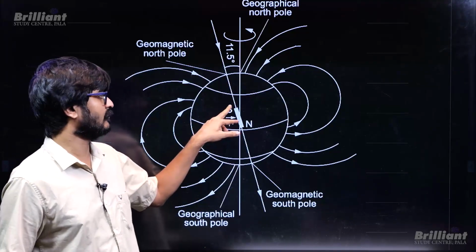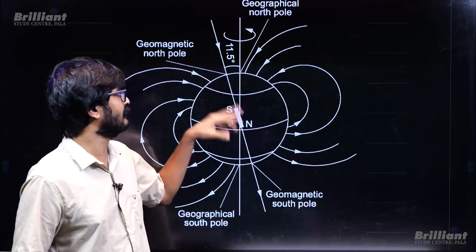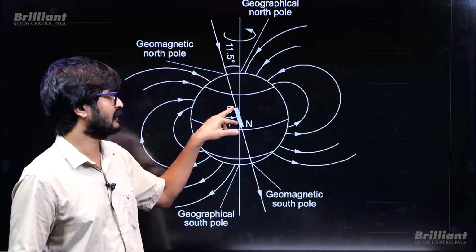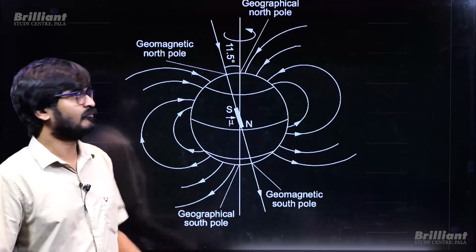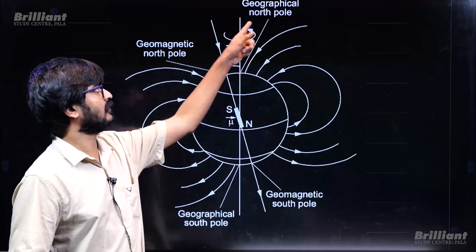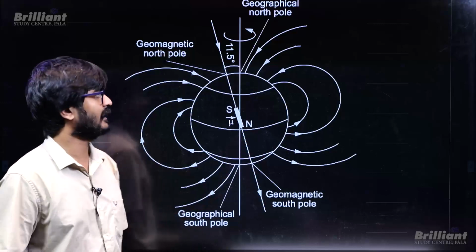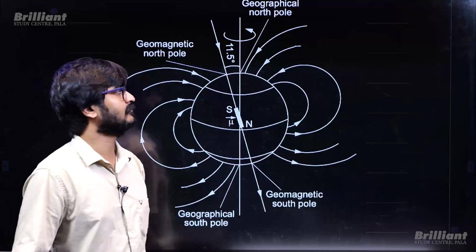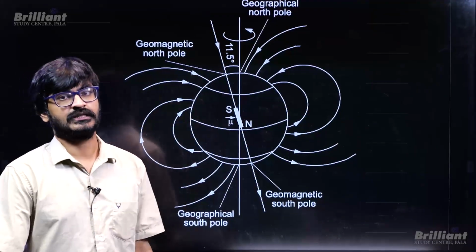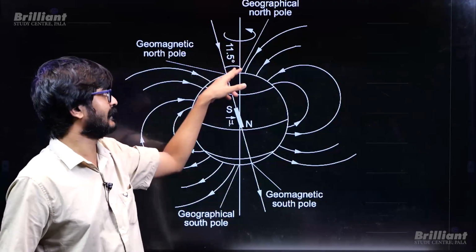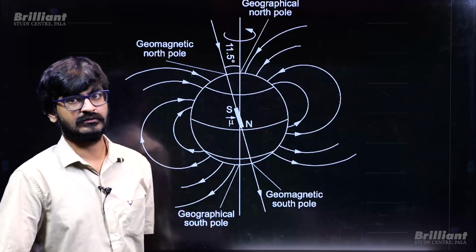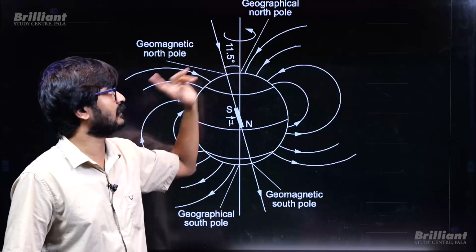So if there is some small bar magnet placed at the center of the earth, the field lines are going to be something like this. Now see, there are two important things we need to notice: geographical north pole and geomagnetic north pole. Now how to recognize them is, there will be something called pole star. So we need to look into pole star and locate the exact downward point from the pole star. That is going to be geographical north pole.